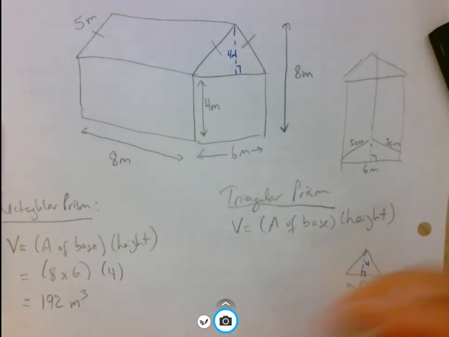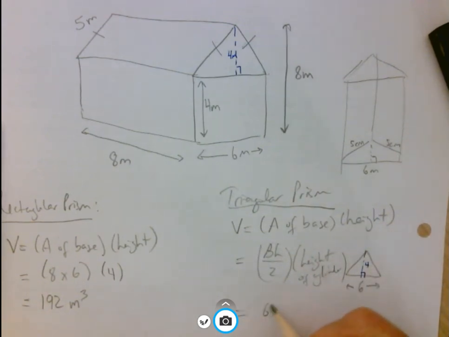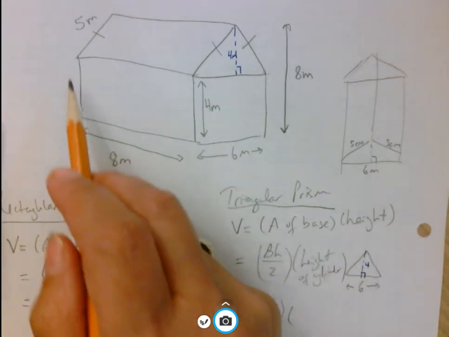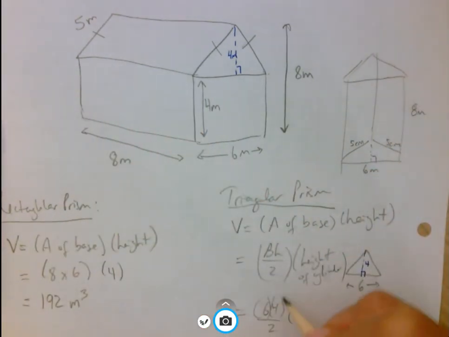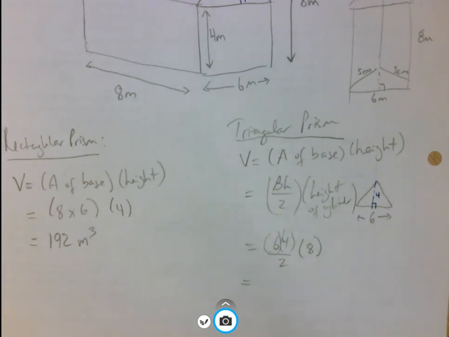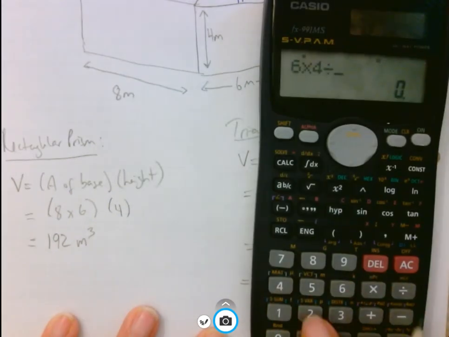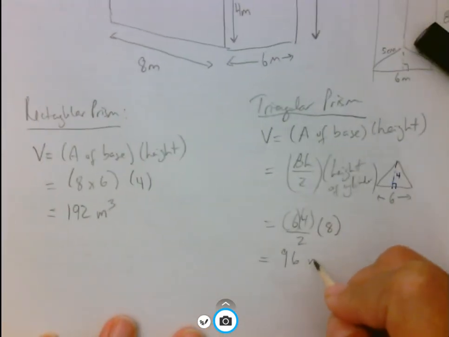Now I can find the area of the triangle, which is base times height divided by 2, times the height of the prism, so as not to confuse the two heights. That's going to be 6 times 4 divided by 2 times the height of the prism, which, if you stood this whole thing up on end, would be this long thing over here. That would be 8 meters. So that's 6 times 4 divided by 2 times 8. You put the whole thing into your calculator at once: 96. And since it's a volume, that's also meters cubed.